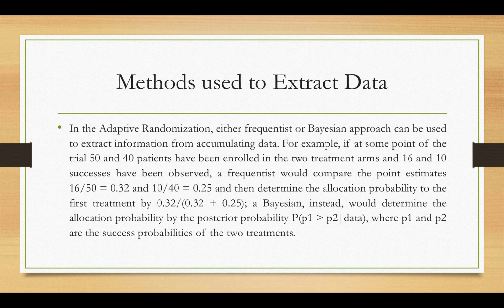However, in the Bayesian approach, instead we would determine the allocation probability by the posterior probability, P1 greater than P2, in our data. And P1 and P2 are the success probabilities of the 2 treatments.